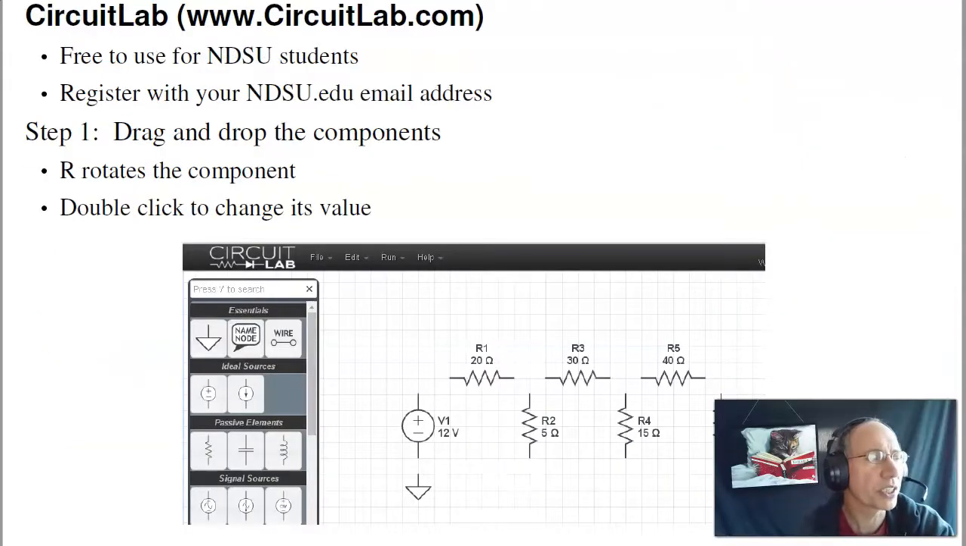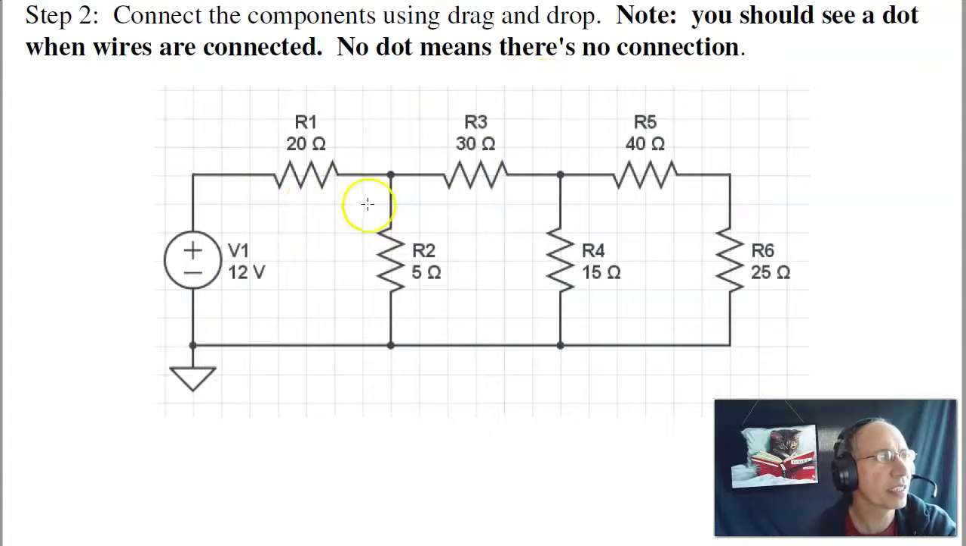Another way to check your answer is to throw it in Circuit Lab. So if I take Circuit Lab and put in the voltage source, the resistors, just using drag and drop, I then connect the components together. Here's my circuit. And note when you build your circuit, I should have little dots at these points. The dots means there's a connection. If you don't see a dot, that means it's not connected in Circuit Lab.